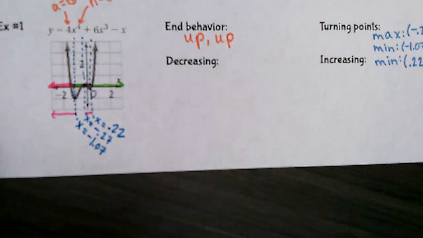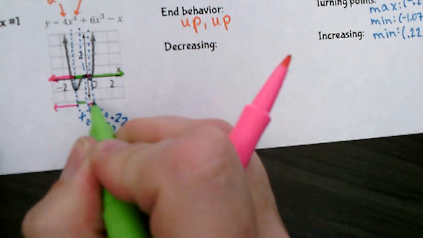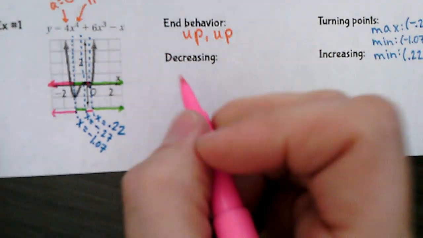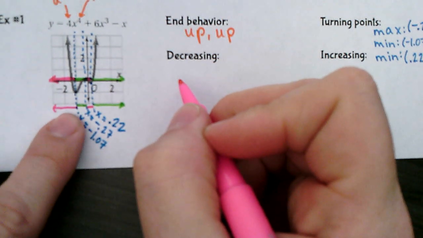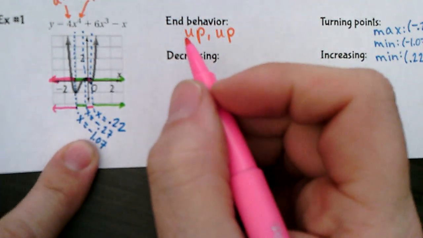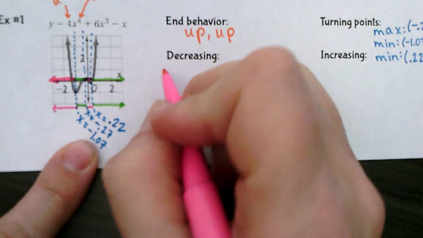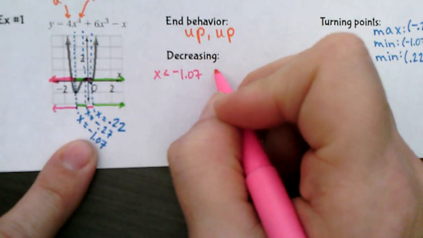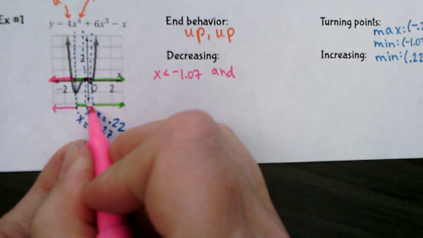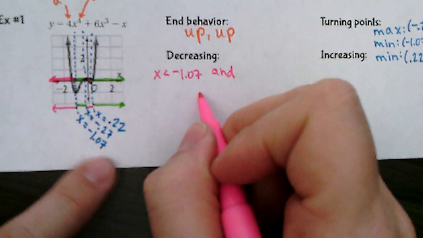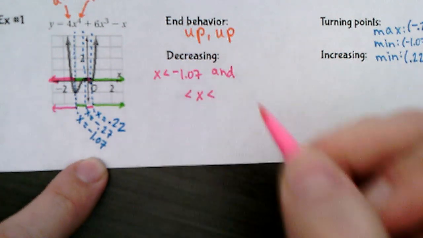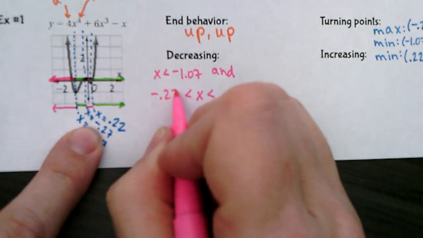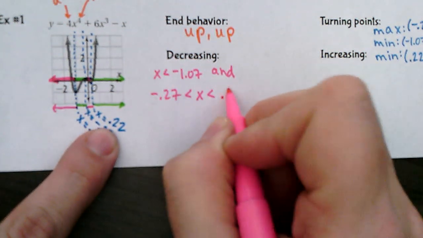So maybe I'll draw my colors down at the bottom as well so you can see them a little bit better. So my sections of decreasing are all the x values that are smaller than negative 1.07. So decreasing, x is less than negative 1.07. And then also again, in between here. So when it's in between two numbers, we put the x in the middle, we put two less than symbols, and then we put our numbers. So the left side would be negative 0.27 and the right side would be 0.22.